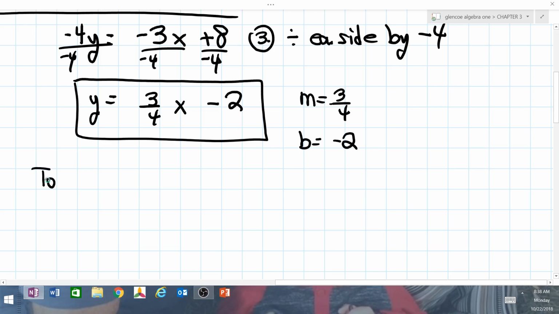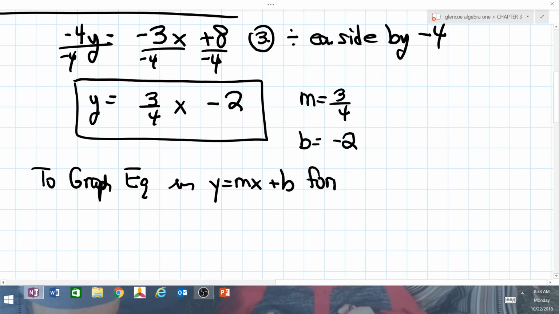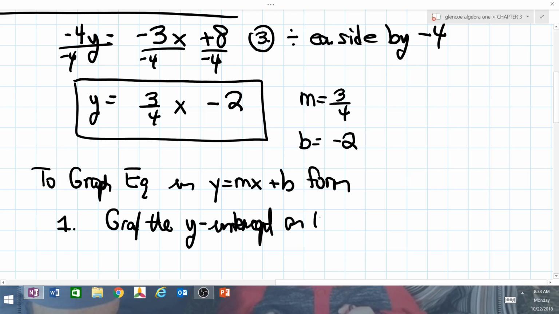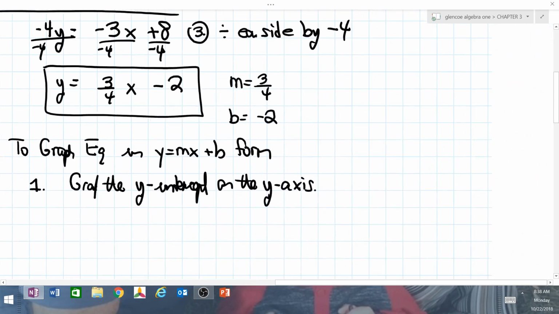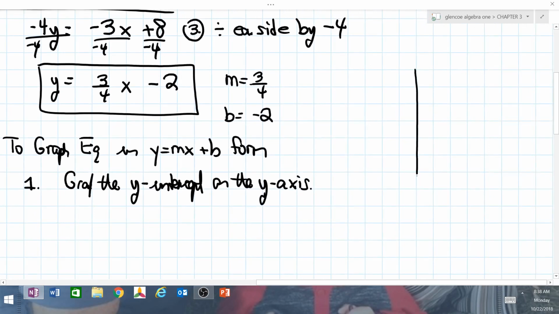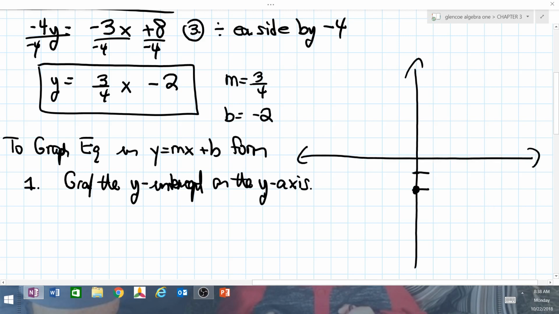To graph an equation of a line in slope-intercept form. Okay, so let's go here. To graph an equation in y equals mx plus b form, step number 1: graph the y-intercept on the y-axis. Does that make sense? So what was my y-intercept, guys? So am I going to go up or down too? So here's my y-intercept. Good.